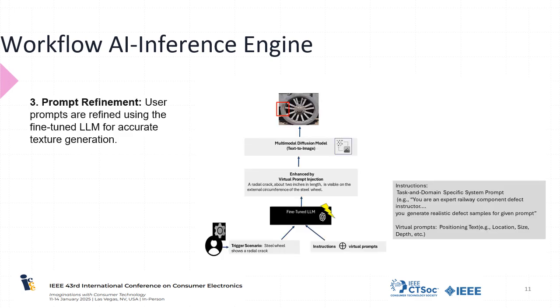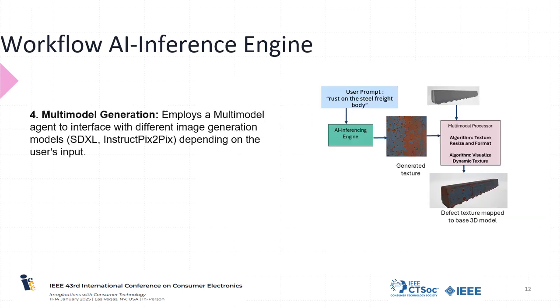When users send a request in the form of a prompt to the LLM, they want to generate certain defect characteristics. We inject another approach called virtual prompt injection to make sure that the prompt is in context, so that the specific defect texture we're targeting on the image is reflected. When the prompt is passed in a refined format, the text-to-image or image-plus-text-to-image generation model produces the relevant and real-world specific output.